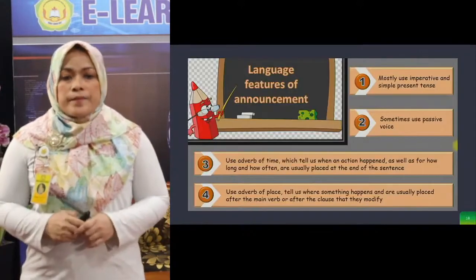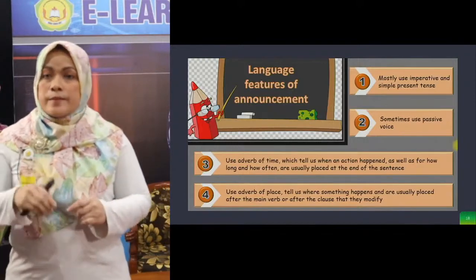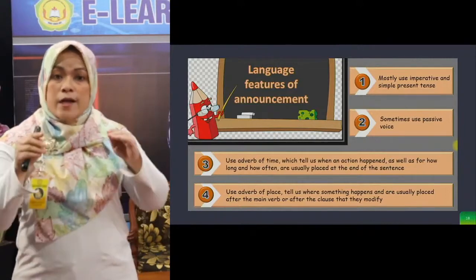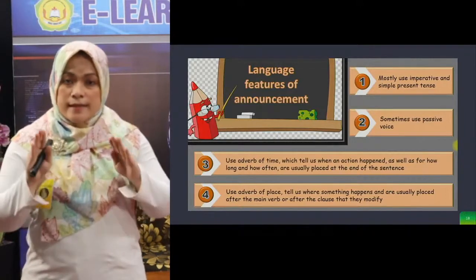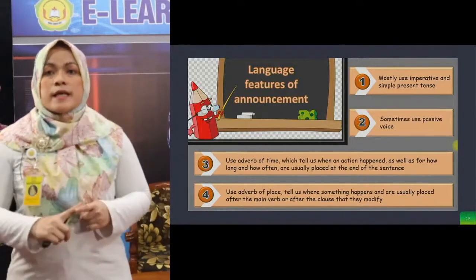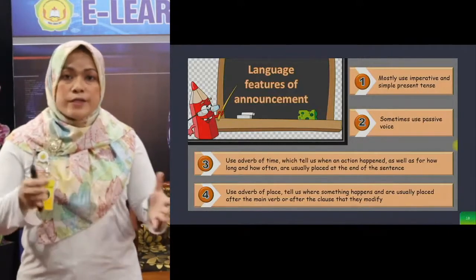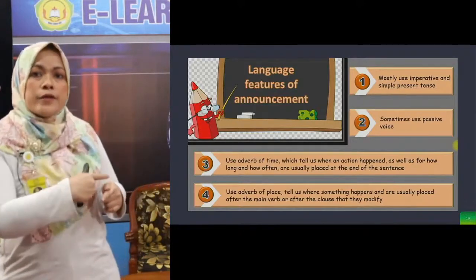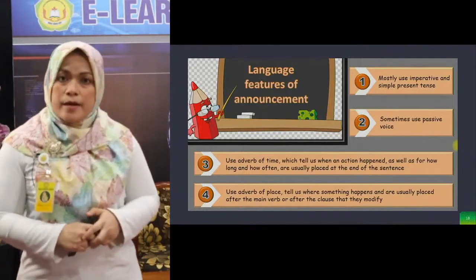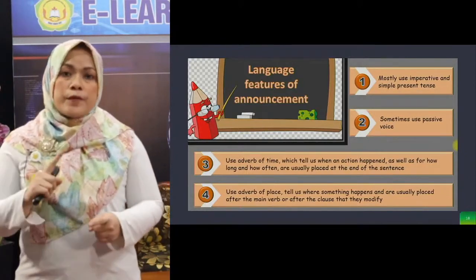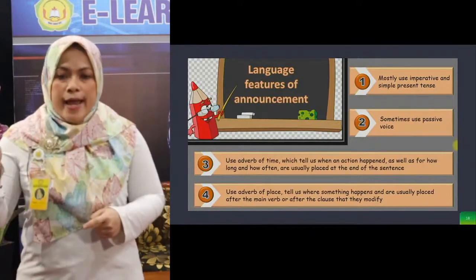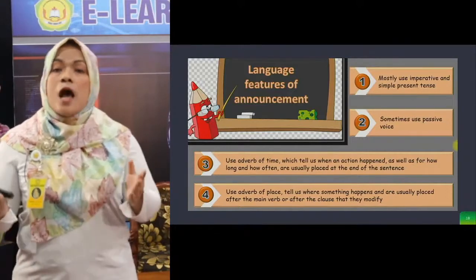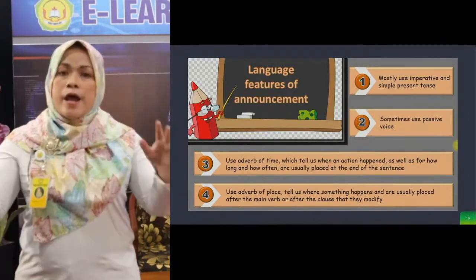So, the language features you really need to pay attention to are mostly what you will find in the context of an English announcement. The first one is to use the imperative. They always use the imperative, which is kind of an order, or you can use simple present. Remember, simple present uses verb 1 with s or es for a positive statement. And then sometimes they also use passive voice. Indeed, the object is very active here.